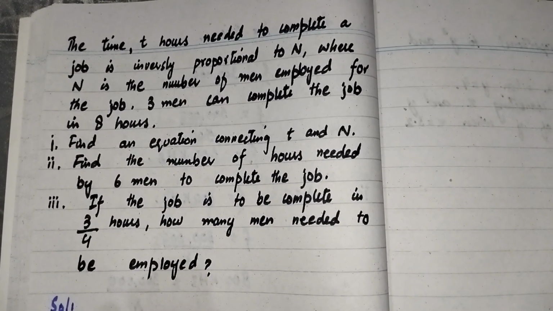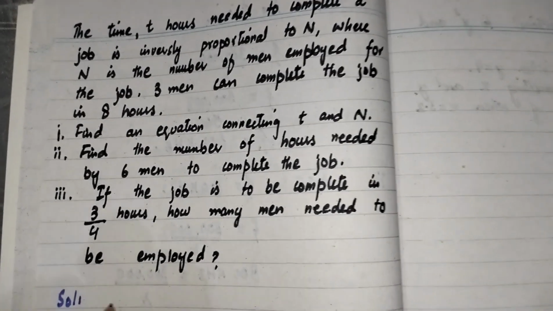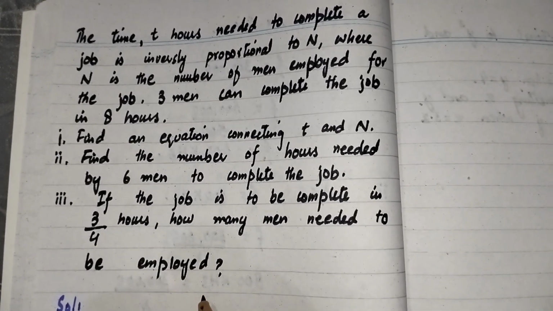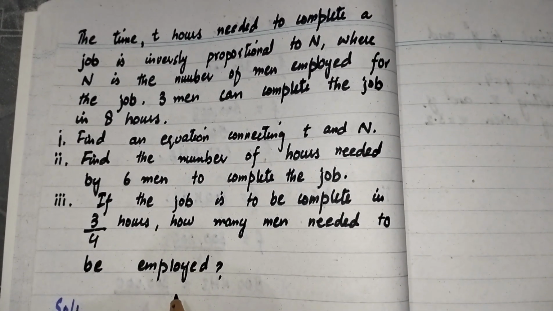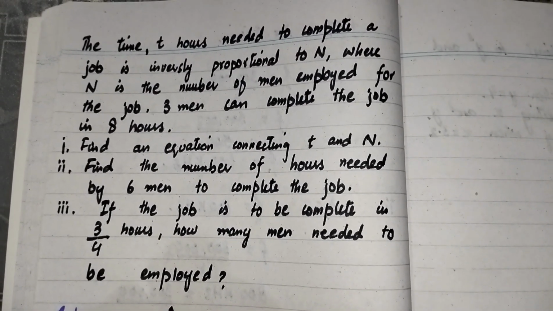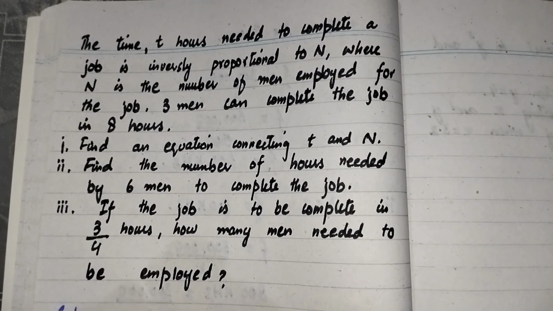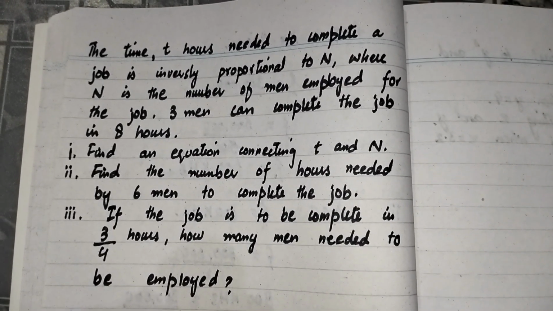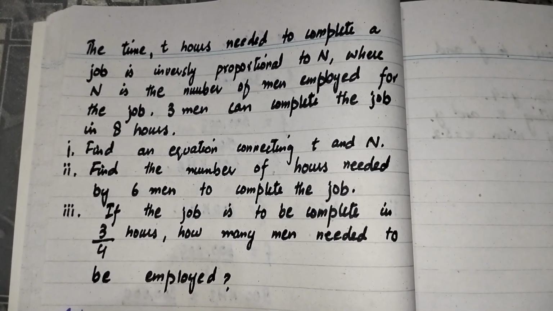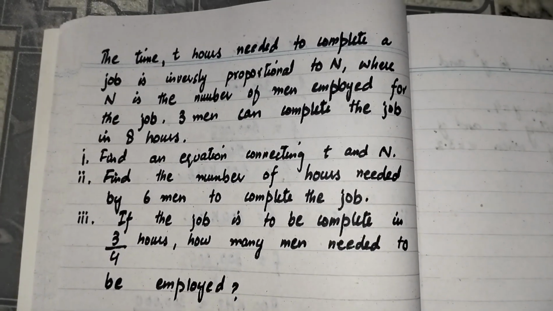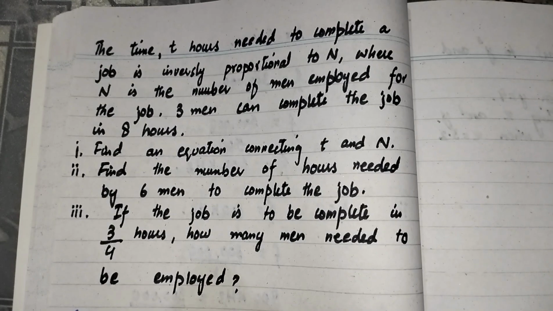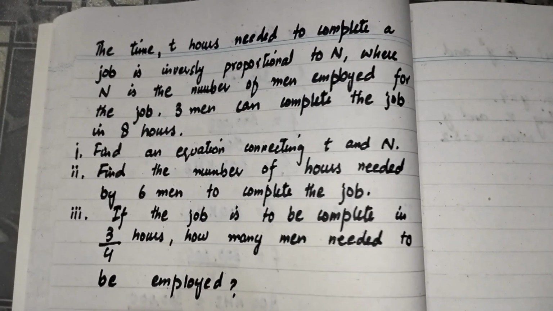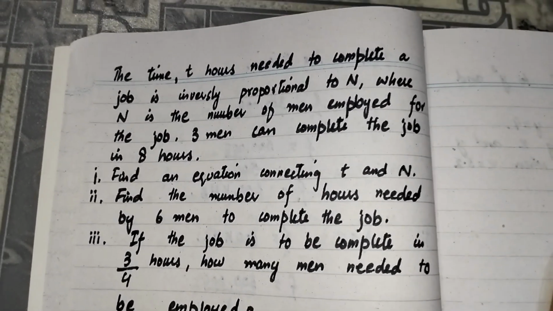The time t hours needed to complete a job is inversely proportional to n, where n is the number of men employed for the job. So in this question they are saying that the time t, measured in hours, needed to complete a job is inversely proportional to n, where n is the number of men employed for the job.